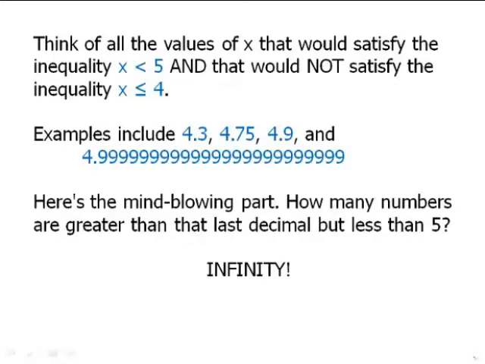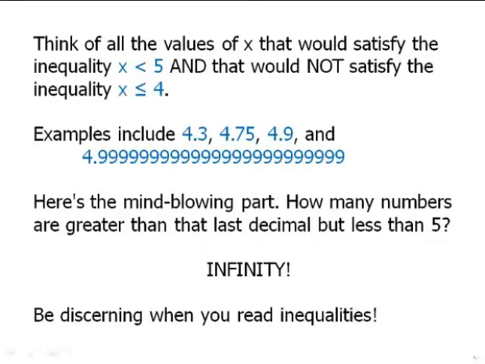And so that means if you leave out the numbers between 4 and 5, you're leaving out an infinity of numbers. You're leaving out more numbers than there are stars in the universe. So that is the magnitude of that error. So it's very important to be discerning when you read inequalities. It's very important not to fall into that trap at any point of thinking that all possible numbers are just the numbers that you can count on your fingers.